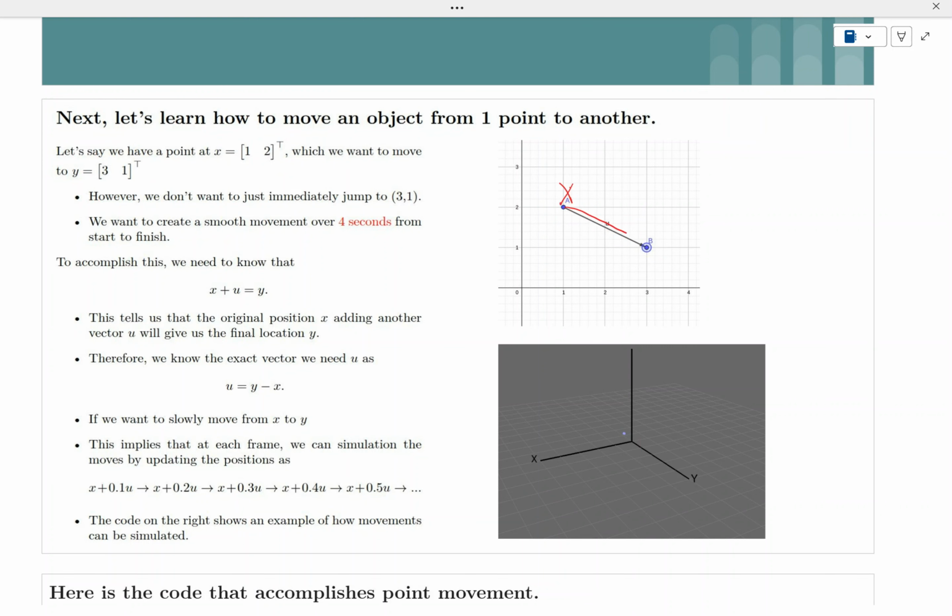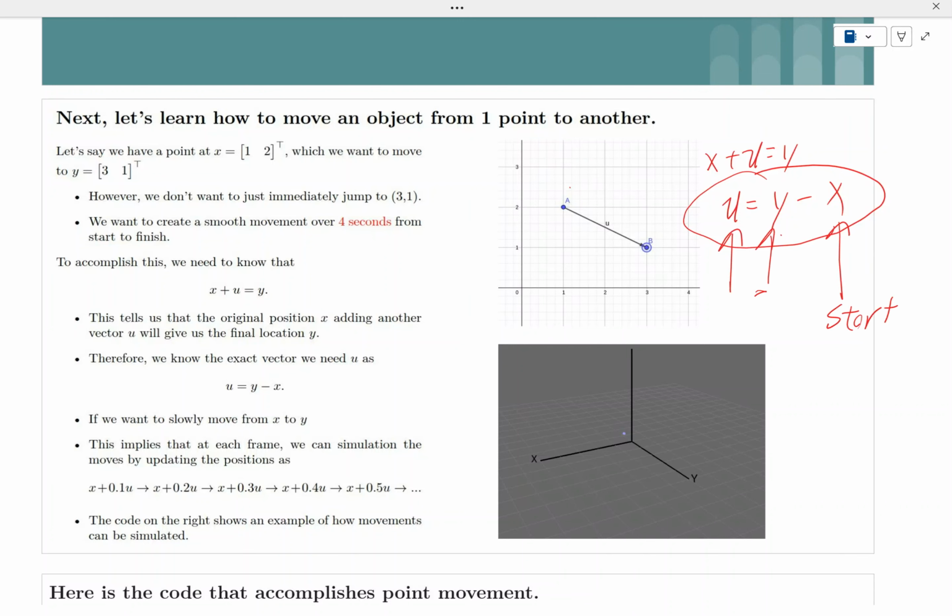If x adds some vector u, that's going to give our final location y. Therefore, we have the equation x plus u is equal to y. You start with the vector, add some vector, and that gives us the final location. Well, this is interesting. That means if we know x plus u is equal to y, u must equal y minus x. So this right here is the vector itself. This means that if we know where we start and where we want to end up, this is the vector we need to add.